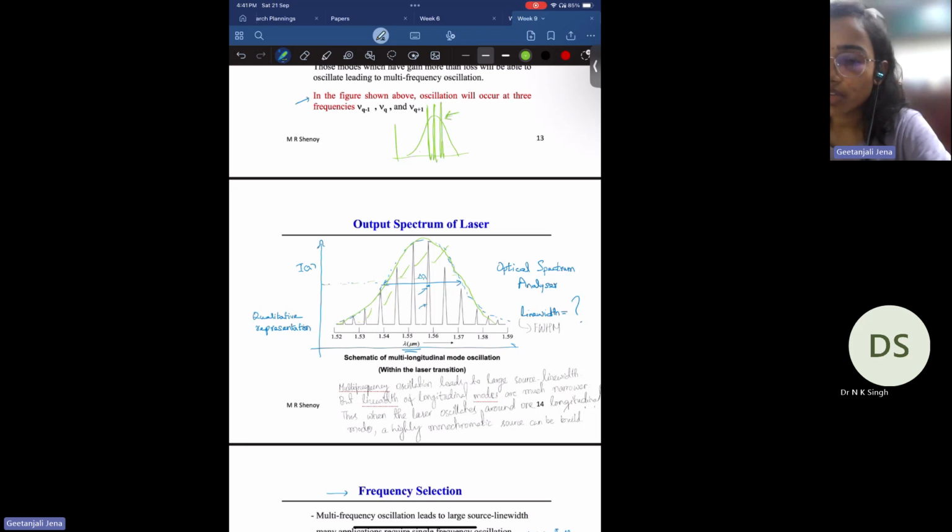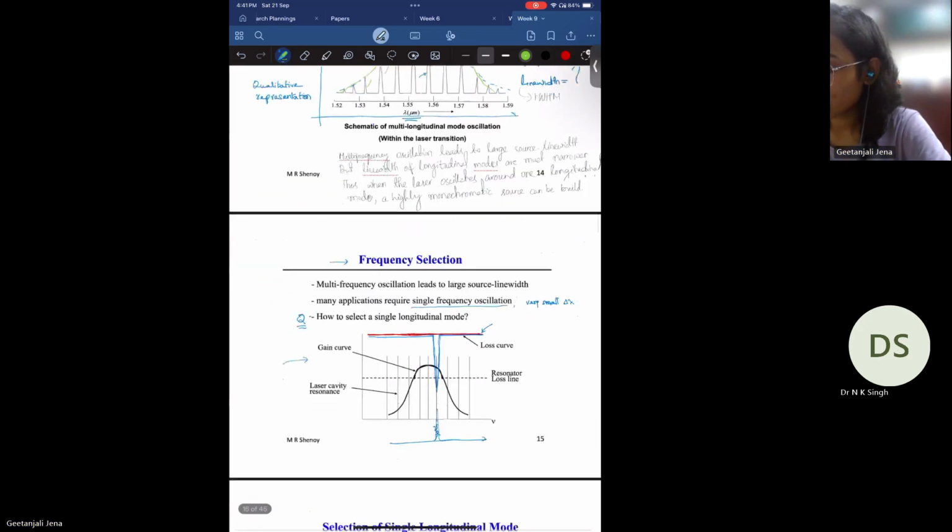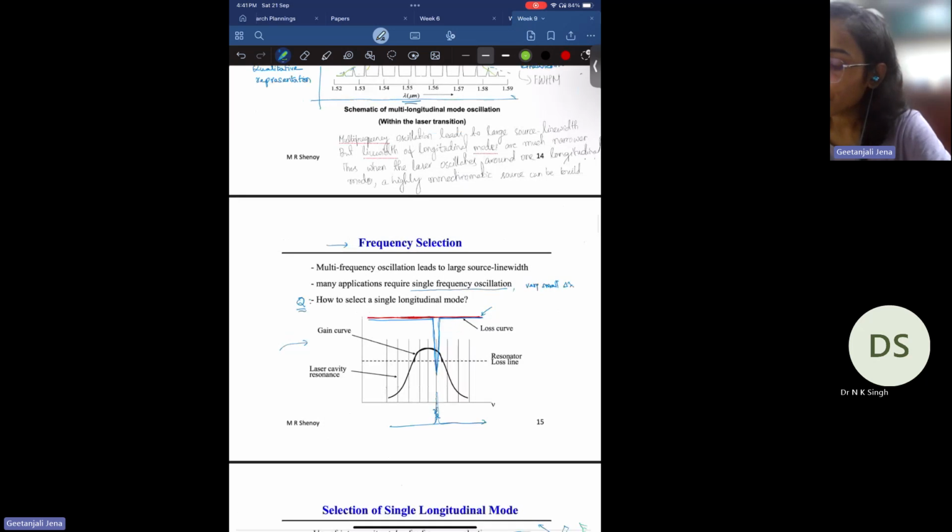One thing we have seen is that we can change the cavity length, that is the FSR. We can play with the FSR parameters so that the laser cavity will oscillate around one longitudinal mode. And the other thing that we can do is what we'll see now. What is the other procedure to get a single frequency oscillation?